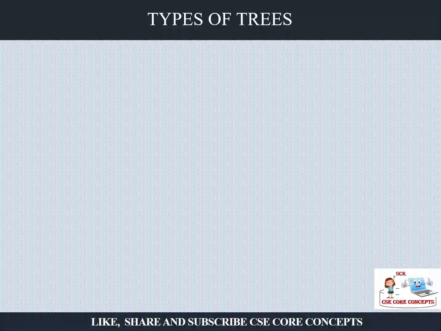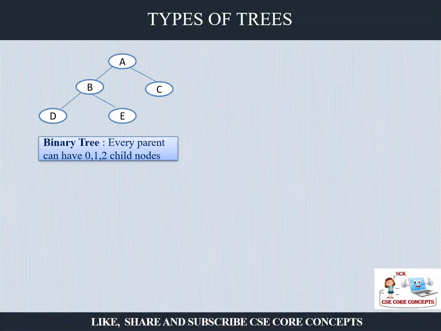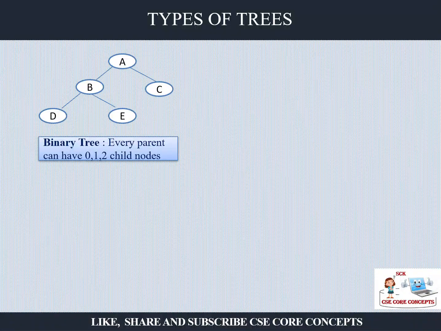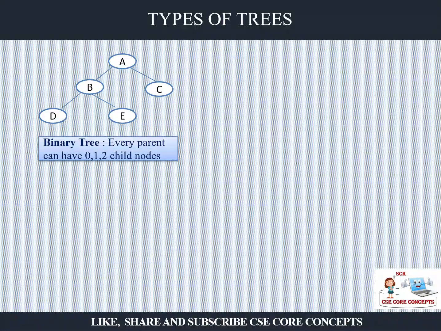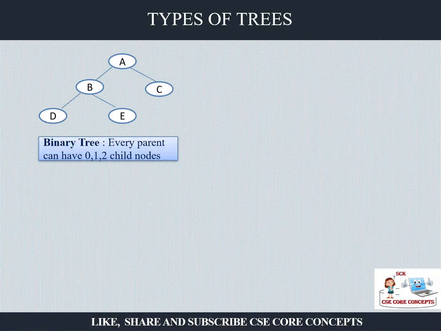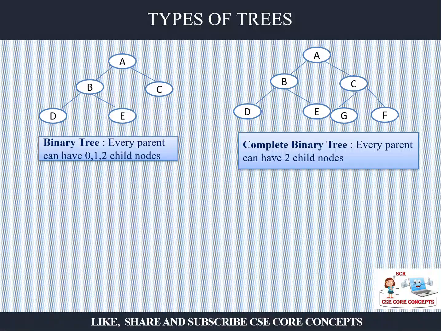So let us understand the types of trees. What are the types of tree? One is a binary tree. Binary tree means every parent can have 0, 1 or 2 child nodes. When I am saying bi, what does it mean? 2. Maximum there will be only 2 children. That is a binary tree: 0, 1 or 2.